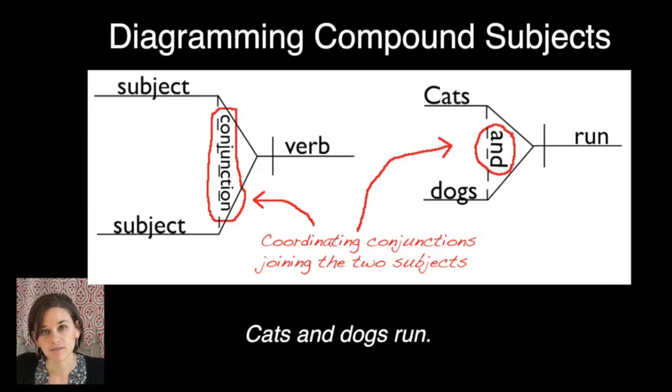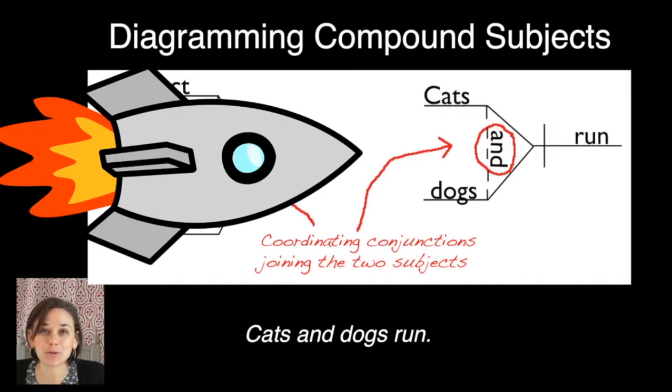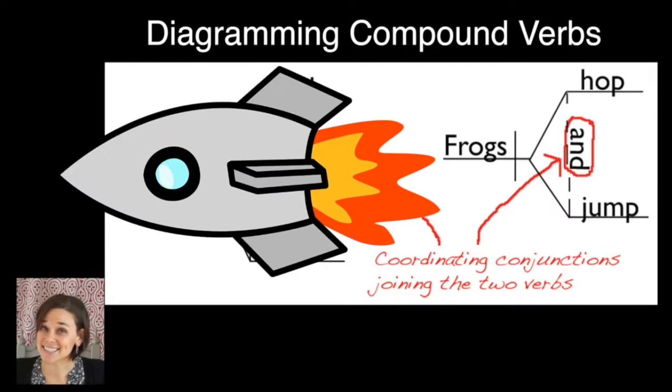So cats run and dogs run, but if we do it like this, you don't have to say that two times. You can just say cats and dogs run. So the subjects are sharing the same verb. Now, some people have told me that they think that this kind of looks like a sideways rocket ship. And if that helps you to remember how to form your diagrams, then you can use that image when you're thinking of your diagrams.